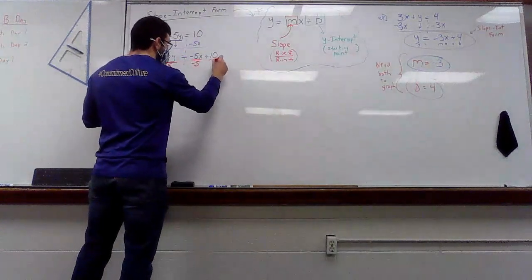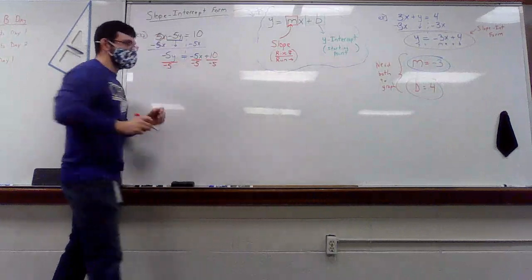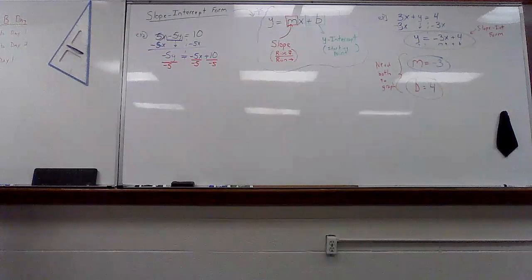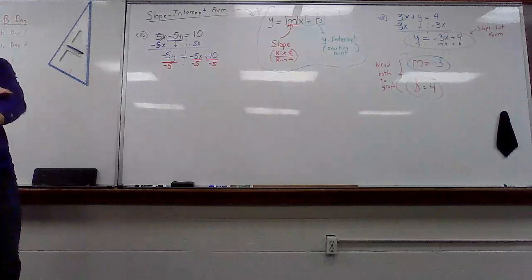Each individual term by negative 5. Every single thing. My timer's going off telling me that I'm going too slow. I've tried to time it so that you guys have time for your exit ticket.